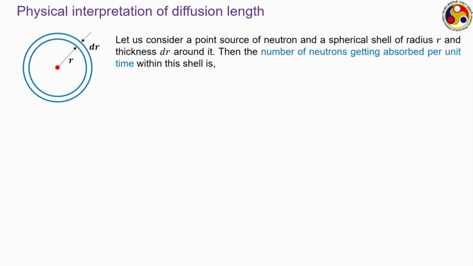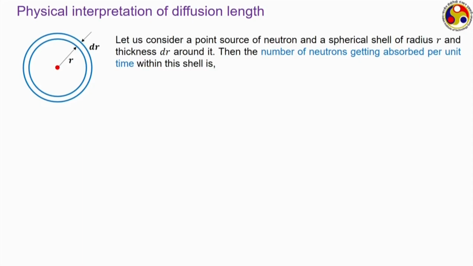where we had a point source. Here this red dot represents that point source, which is emitting neutrons isotropically in all possible directions over a sphere around this. Now, we consider a spherical shell around this. The inner radius of the shell is r and thickness is dr.